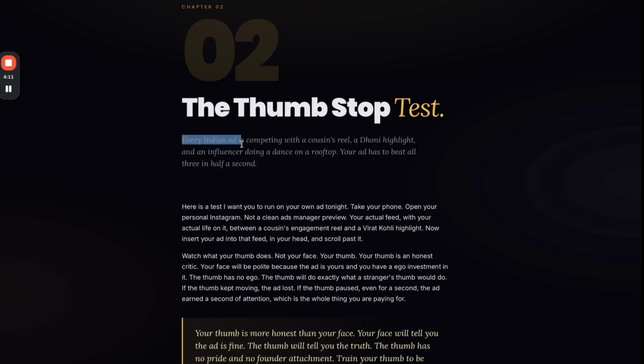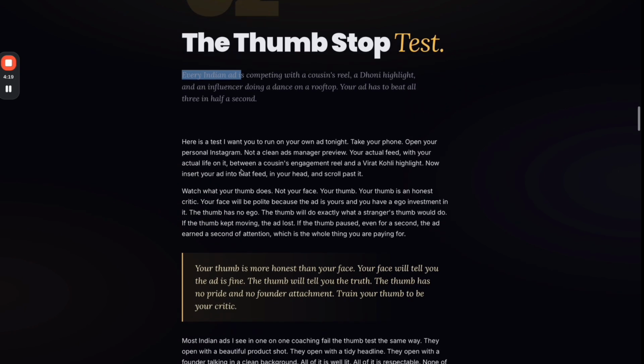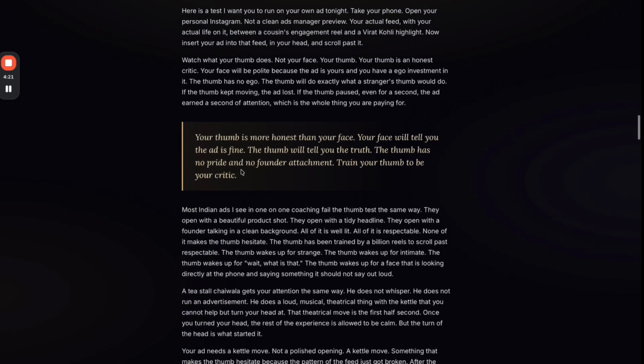Every Indian ad is competing with a cousin's reel, a Dhoni highlight, and an influencer doing a dance on the rooftop or some random things that influencers do, right? Your ad has to beat all three in half a second. Here is what I want you to run on your own ad tonight.